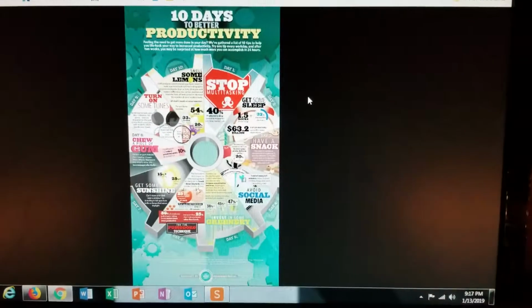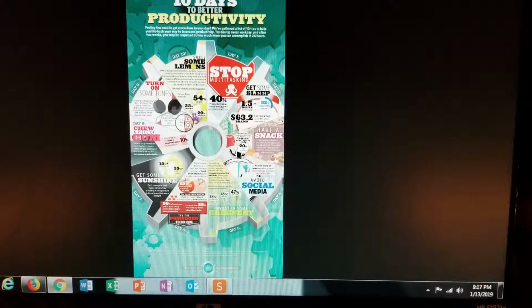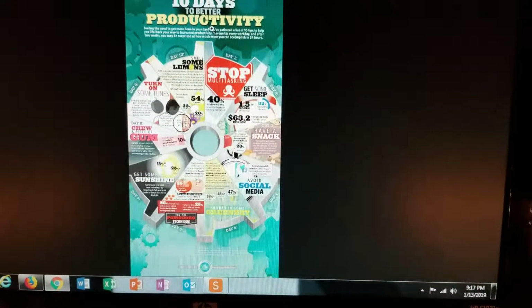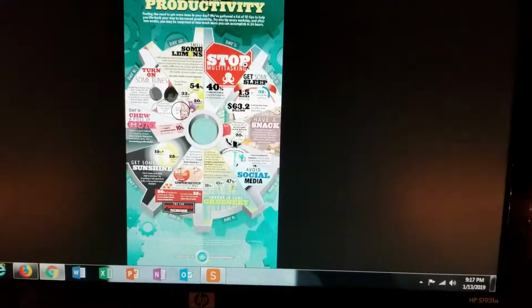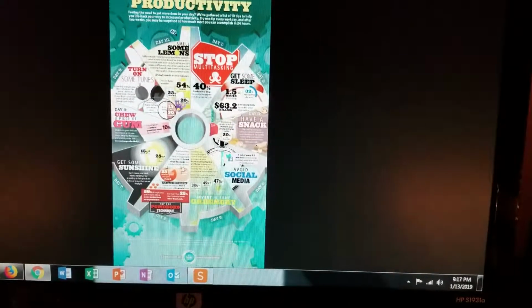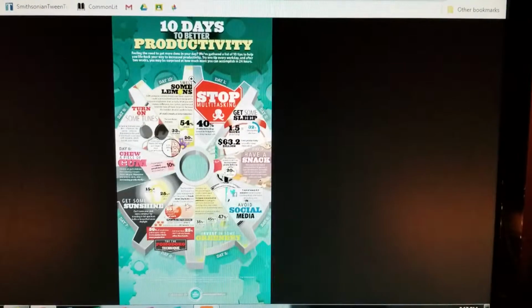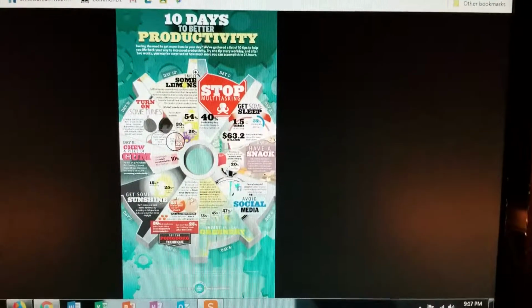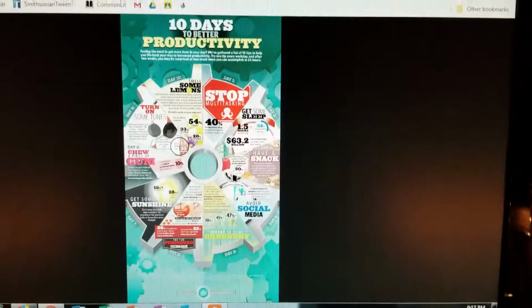Okay, a common one you might see, especially this time of year, is something like this. It's a cog, it's got words on it. You can see it as a picture. 10 days to better productivity. Day one, day two. So it's talking about stop multitasking, get some sleep, have a snack. And it actually goes around through the 10 days. So you follow that way instead of this being a list or a listicle, as they sometimes call them now. This one is showing it in picture form. So because it's a picture, it's an infographic.